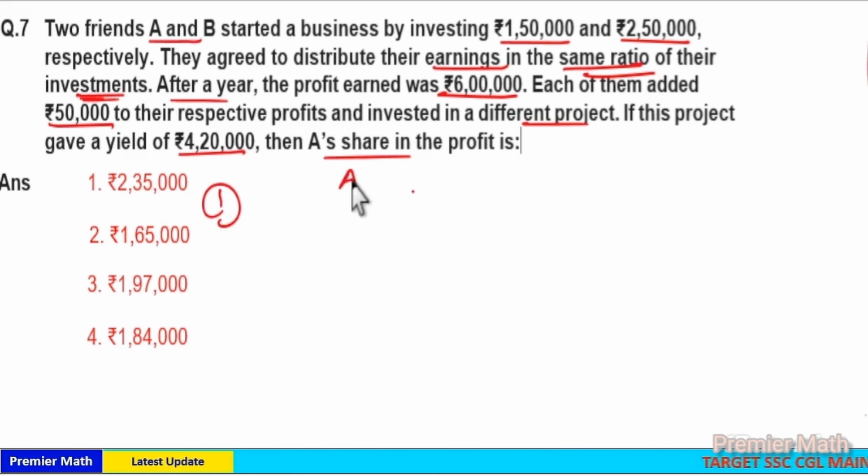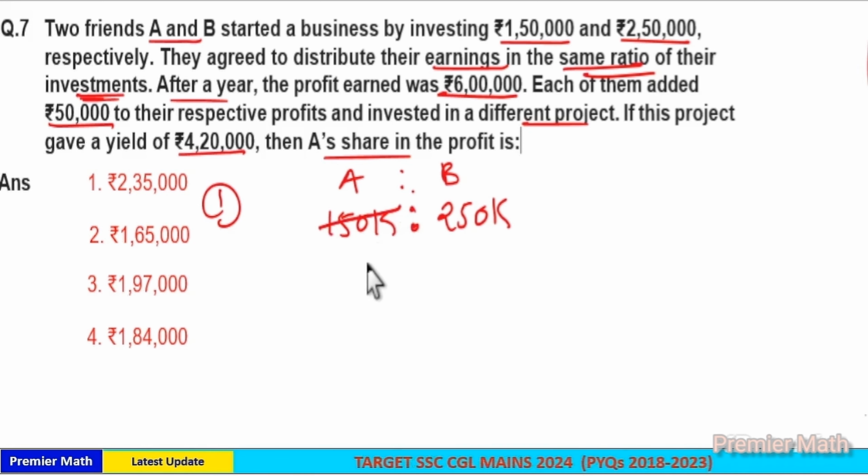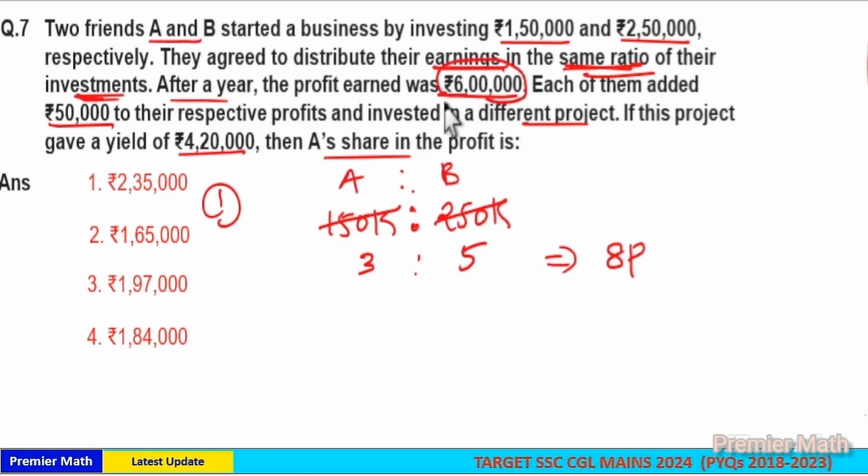In the first project, A and B invested 150,000 and 250,000. Now for the ratio, 50 goes 3 times in 150, 5 times in 250. So 3:5 is the ratio of investment. Now here earnings are divided in the same ratio of investment. That is, 3 plus 5, 8 part is equal to earnings 600,000. Then 1 part is equal to, 8 goes 7 times in 56, 5 times in 40. So 1 part is 75,000.